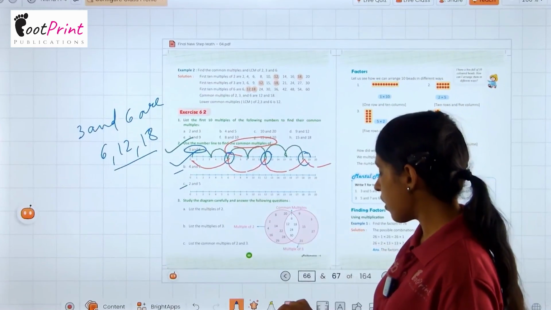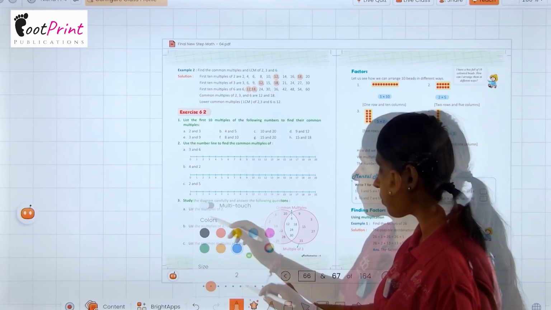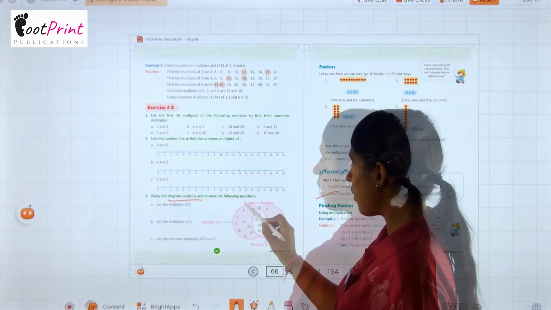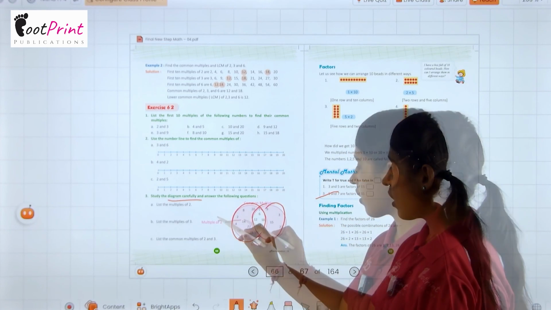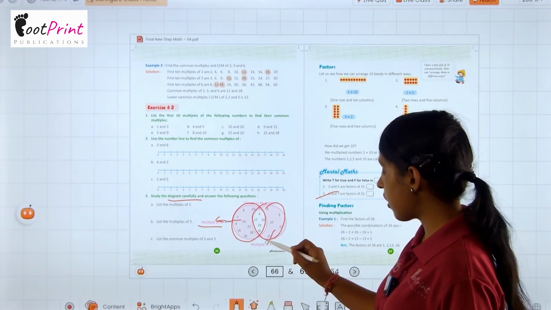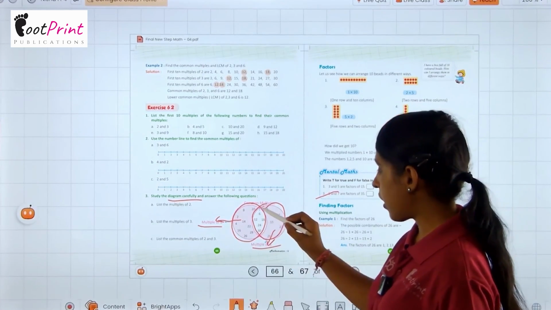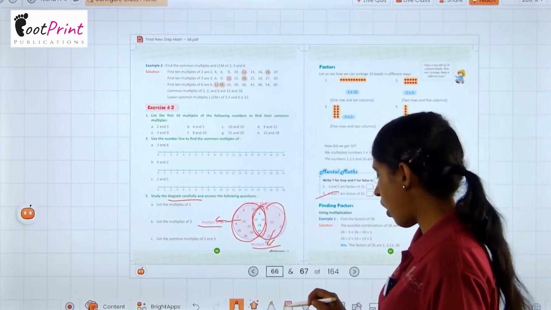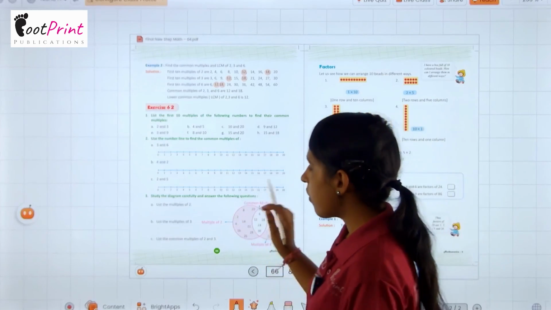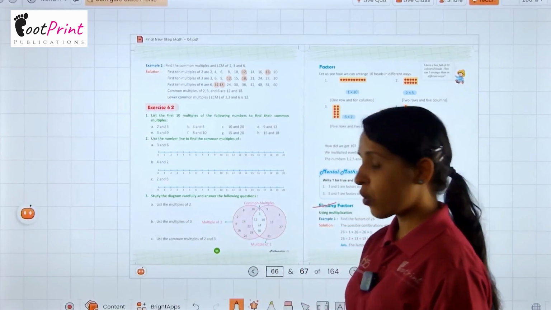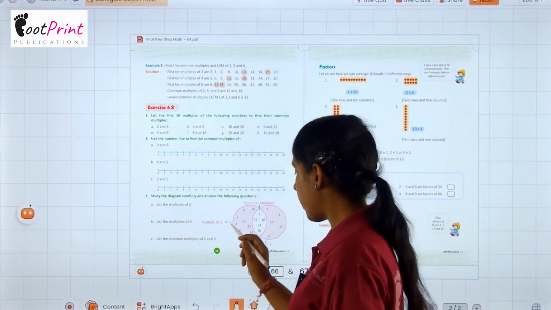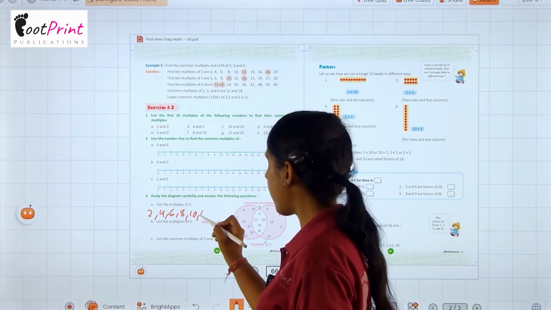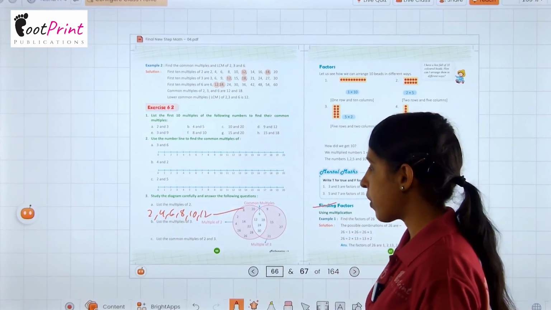Okay. Now move to the next question, that is, study the diagram carefully and answer the following questions. Here a diagram is given. Two circles are there. This circle is of multiples of 2 and this circle is of multiples of 3. And the part that comes in the middle is our common multiples. So how do we solve this question? Here list the multiples of 2. So we have to write multiples of 2 here. From here 2, 4, 6, 8, 10, 12 and so on. You have to write multiples of 2.